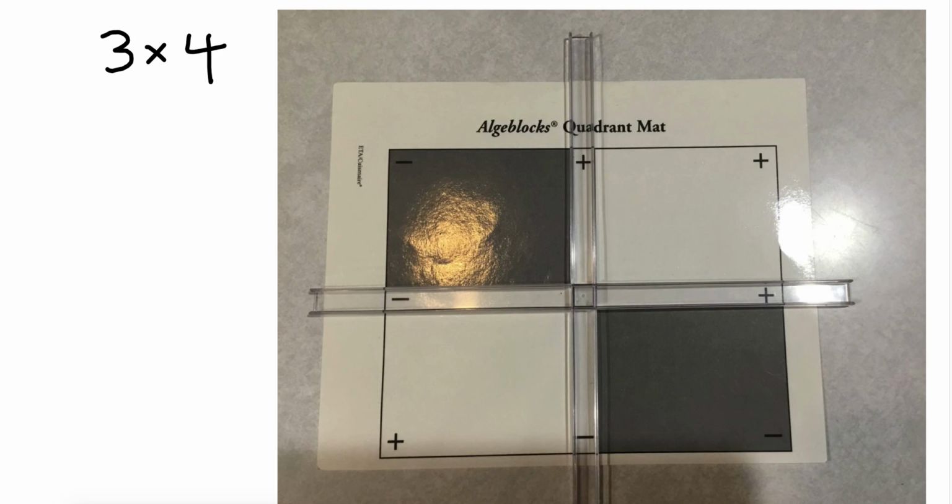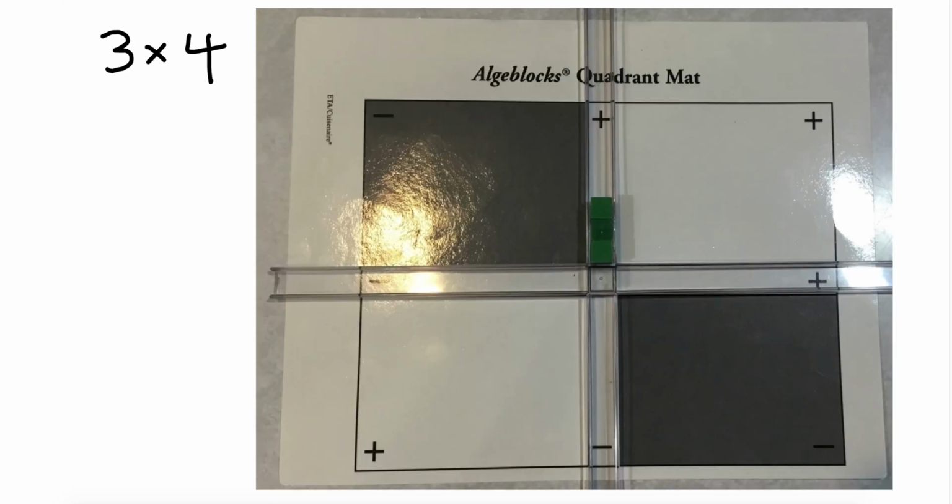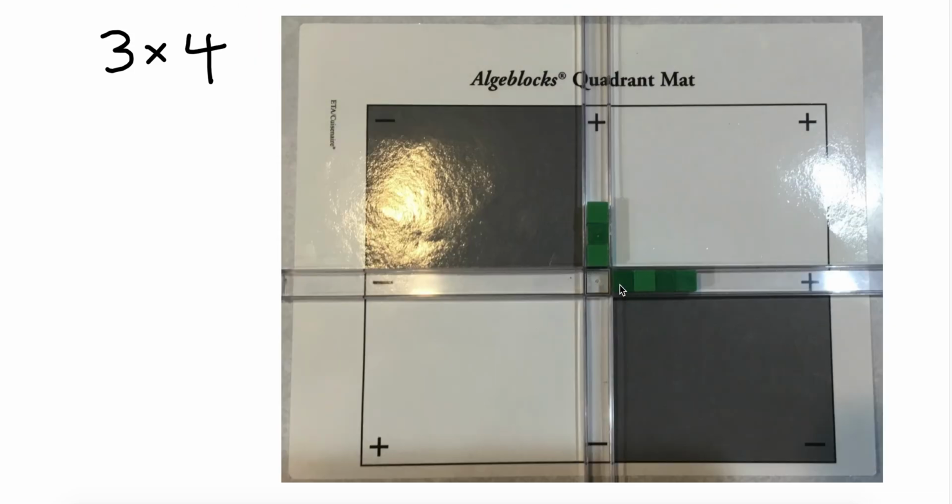So the way we're going to do that is we're going to set up the blocks. Now the factor track, notice this is a positive 3 and a positive 4. So we're going to set the right amount of blocks in the positive factor track. So here we have set 3 green blocks in a positive track representing 3. Now we added another 4 blocks here in this positive track.